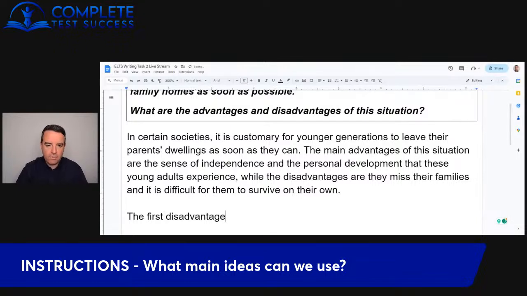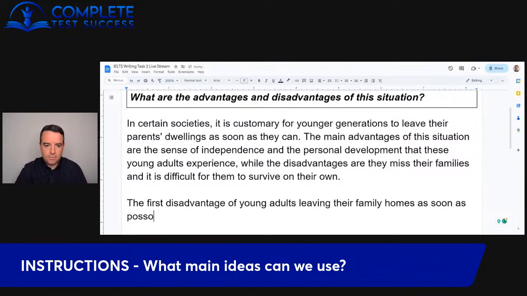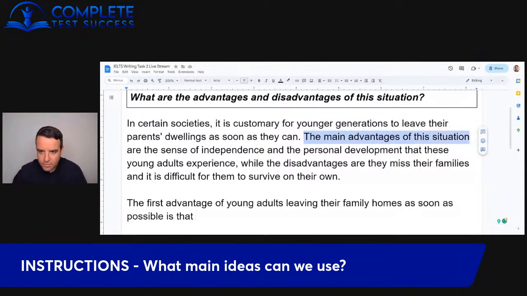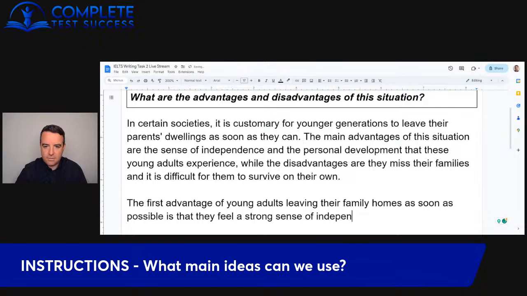So this is our first body paragraph. The first disadvantage of young adults leaving their homes as soon as possible is that, sorry, we're starting with the advantages. The first advantage of young adults leaving their family homes as soon as possible is that, and what did we say up here? We're going to use the same first idea from here. The sense of independence is that they feel a strong sense of independence.